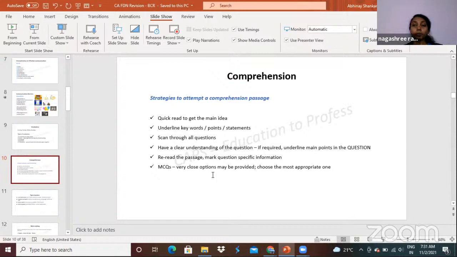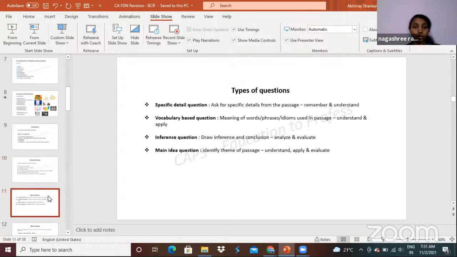And then you can have 4 types of questions which they will ask from the comprehension. Right? So one can be a specific detail question. Now, what does this mean? This means asking for specific details from the passage. This can be your 1 mark questions, wherein they're asking you for a particular information.